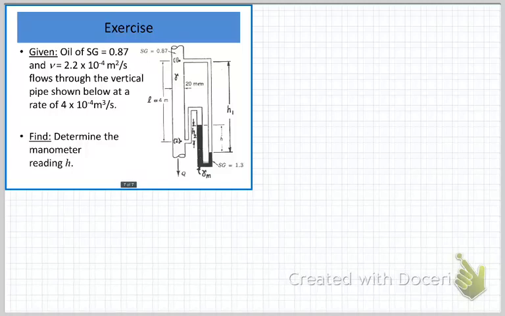Hello class, this is Adam Ward, and we're going to take a look at major losses under laminar flow conditions today, specifically applying the Hagen-Poiseuille equation. Here's an exercise that we're given with oil flowing from top to bottom through a vertical pipe. We're asked to find what the manometer reading will be in this problem, which is representing that pressure drop from point 1 to point 2.